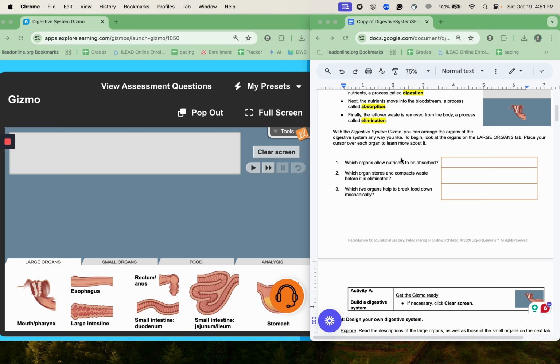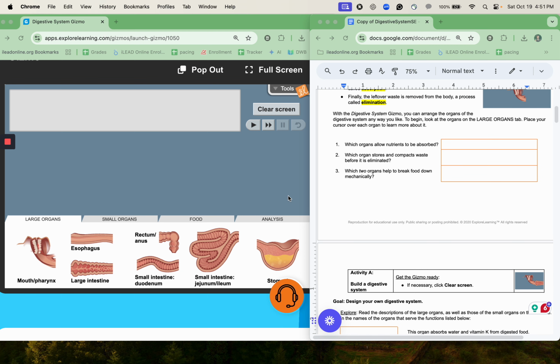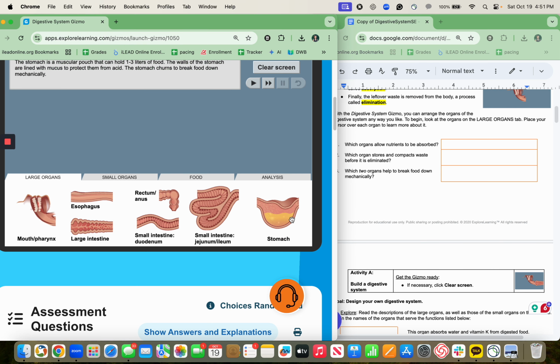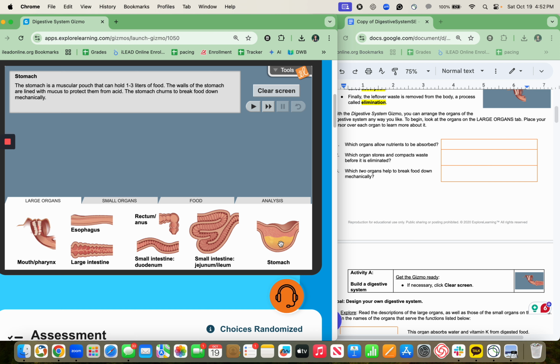Okay, so here it says you can arrange the organs in any way you like. To begin, look at the organs on the large organ tab. Place your cursor over each organ to learn more about it. Okay, so I'm going to go ahead and put my cursor over the stomach. And as I put my cursor over each one, I'm going to see which one allows nutrients to be absorbed, which one stores and compacts waste before it's eliminated, and which ones help break down food. So let's do a couple together.